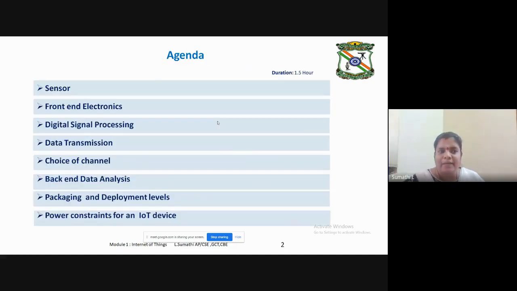We will have a glance at what is a sensor, what is the role of your front end electronics, and light on what is digital signal processing, what you mean by data transmission, choice of channel, what is backend data analysis, and how you package and deploy your IoT. Then what is the power constraint in an IoT device, right?